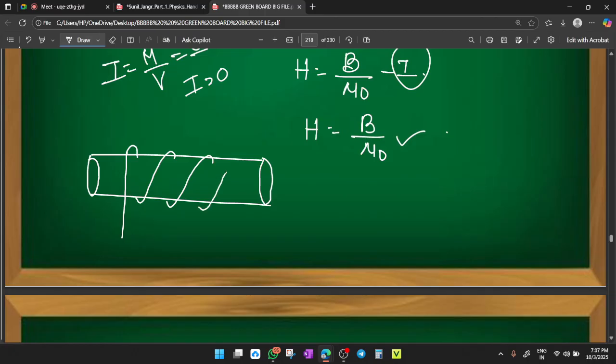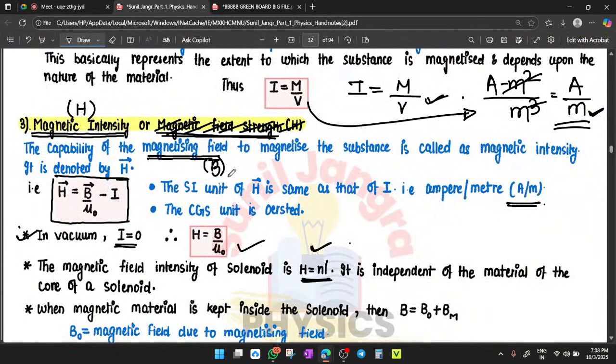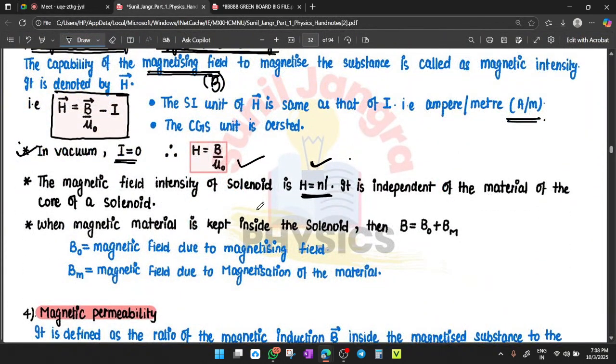So to induce poles in a solenoid, there is a source of current I. Current is flowing through the different turns. If there are N number of turns, then the magnetizing force or magnetizing field H equals N into I. Right? So the magnetic field intensity of a solenoid, H equals NI, and it is independent of the material of the core of a solenoid.